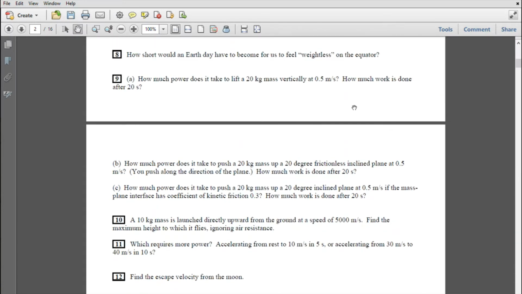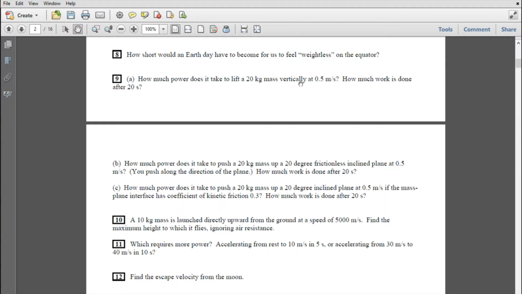Problem 9. How much power does it take to lift a 20 kilogram mass vertically at a half meter per second? And how much work is done after 20 seconds? So we can use, in this case, the formula for instantaneous power, which is Fx times Vx. And in this case, we know the v we're going at. We call the upwards direction the x direction. And then we need the force that we would have to apply to it.